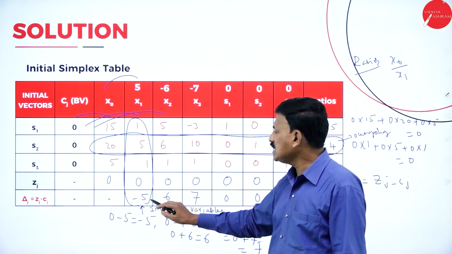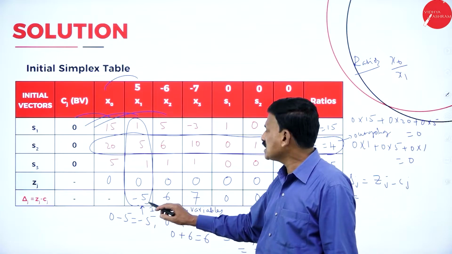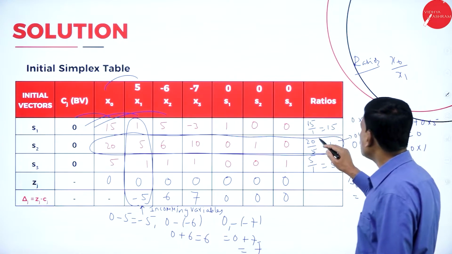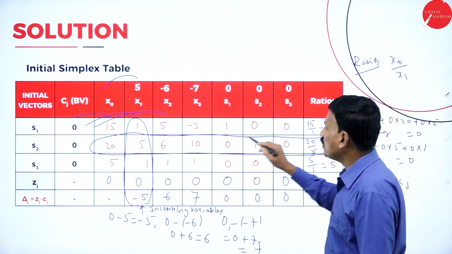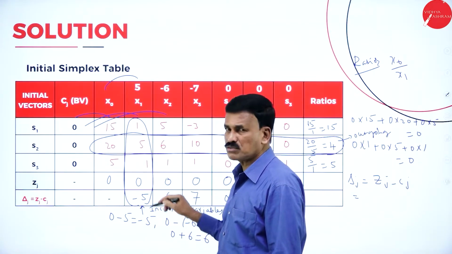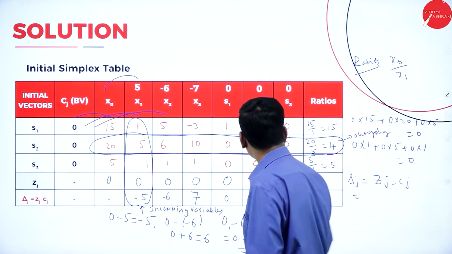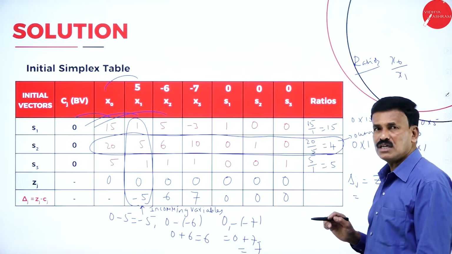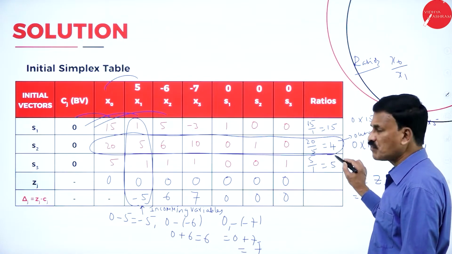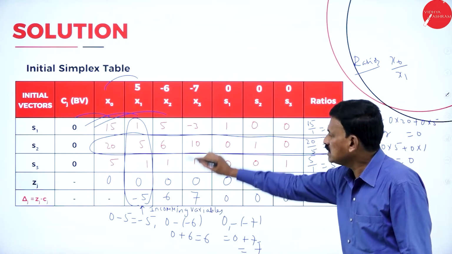So identify the least negative in the delta j row. Here minus 5 is the least negative. This will represent the incoming variable, and then find out the ratios. The ratios are given by x0 divided by x1. Divide all the elements of x0 by the elements of the key column x1. So 15 by 1 is 15, 20 by 5 is 4, 5 by 1 is 5. So 15, 4 and 5 are the ratios. Identify the least positive ratio, which is 4. Therefore this row is called the outgoing row and this is the incoming column.